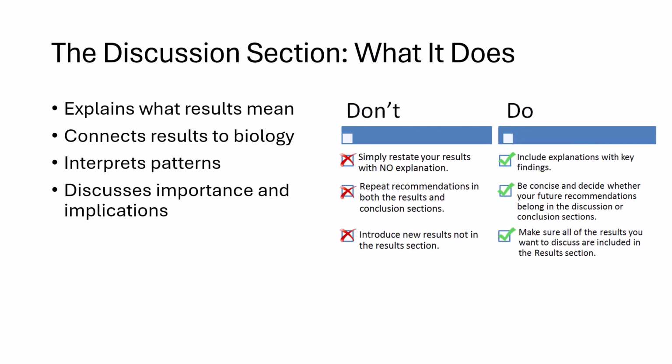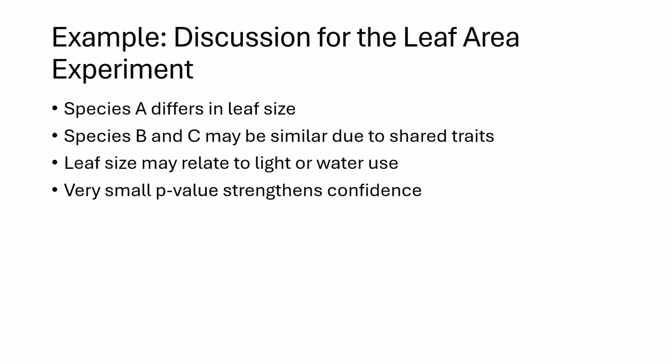The discussion section is where you step back and think like a biologist. Now you're allowed, actually expected, to interpret the results. You explain what the patterns mean, how they connect to what we know about plants, and why the findings are interesting or important. This is where the story of the experiment really comes together.